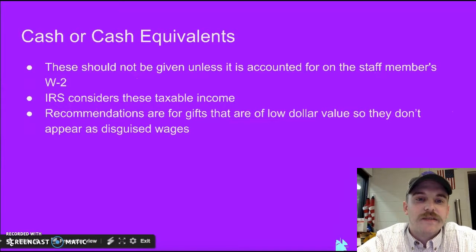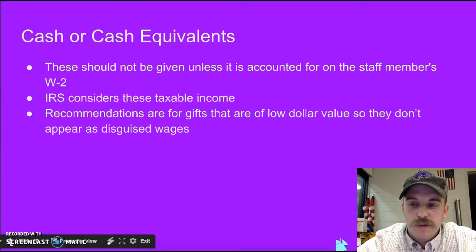Cash or cash equivalents should not be given unless it is accounted for in the staff member's W-2, as the IRS does consider this to be taxable income. The recommendations in the book are for gifts that are of low dollar value, so they don't appear as disguised wages. You buy an expensive gift for that person, it's going to look like you're disguising wages, so that is not something I would condone.